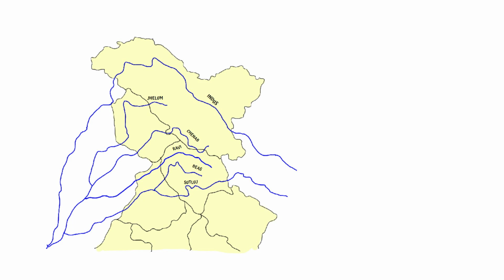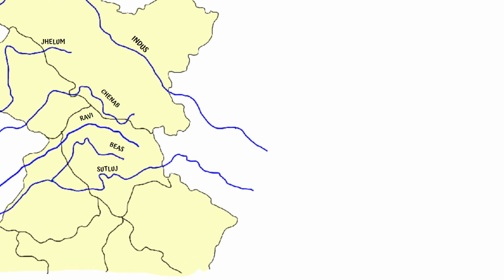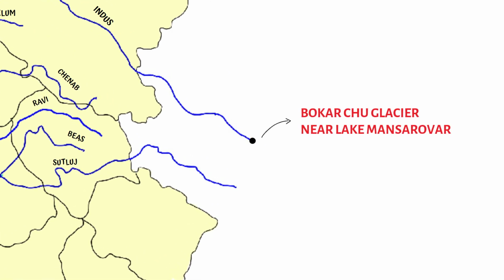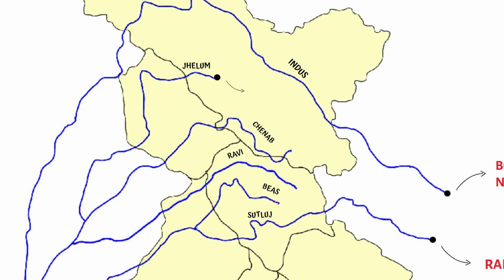Today we will prepare for Indus drainage system. Let's start with the map first. Indus River originates from Bokhar Chu Glacier near Mansarovar Lake. River Satluj originates from Rakas Lake, that is also near Mansarovar Lake. River Jhelum originates from Verinag Spring.